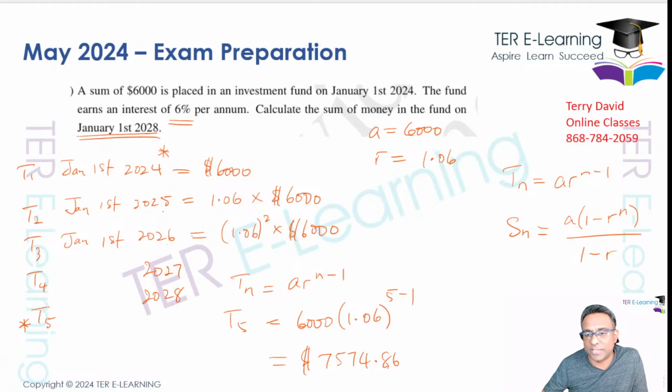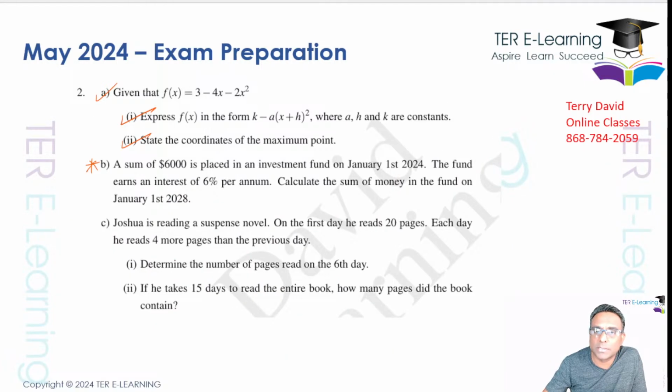Yes, Darius, that's true. But any one of the formulas will work. So that's the sum of the money in the fund. Be careful, some students, when they read this, think they're going to use this formula here. So you have to read the question and try to interpret what's happening here. So that is part B.